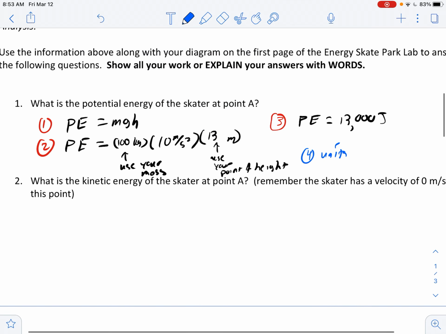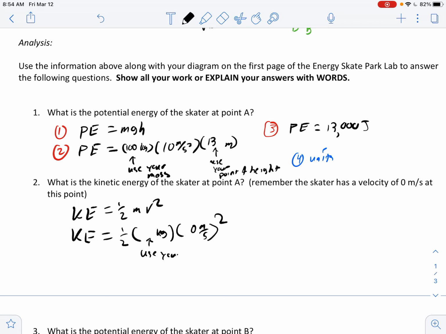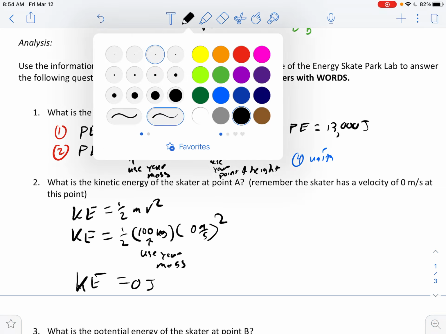All right. Number 2, what's the kinetic energy at point A? Remember that the skater has a velocity of 0 meters per second at this point. Okay, so if we were going to do this calculation-wise, kinetic energy is equal to 1/2 mv squared. Okay, and again, you want to use your mass in kilograms. Honestly, it doesn't matter what your mass is here, because if the velocity is 0, that means that the kinetic energy is going to be 0 as well.